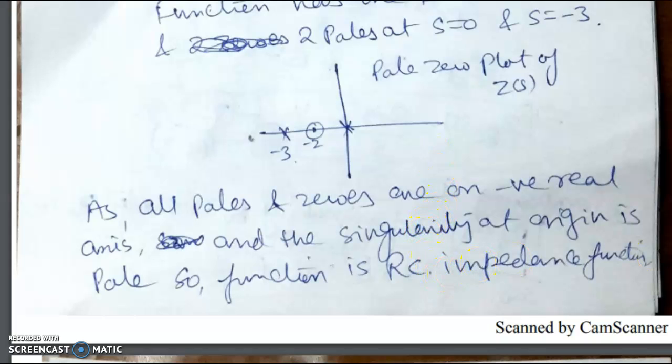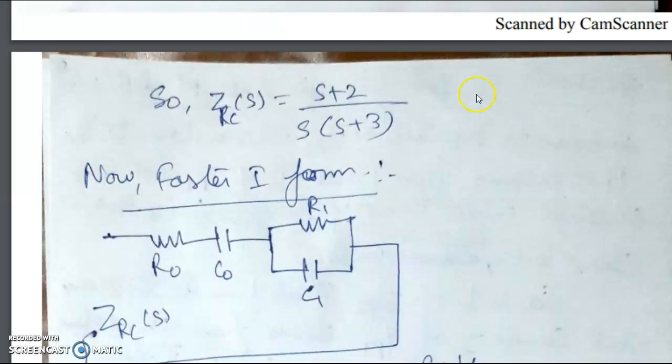So we can write this function as Z_RC = (s + 2)/(s + 3). Now we have to obtain the Foster 1 form of this impedance function, because Foster 1 can realize the impedance function. When we realize the Foster 1 form of this impedance function, the circuit will be like R0 in series with C0 in series with a parallel combination of R and C. The number of these tank circuits is equal to the number of factors in the denominator except the factor which defines the pole at origin.